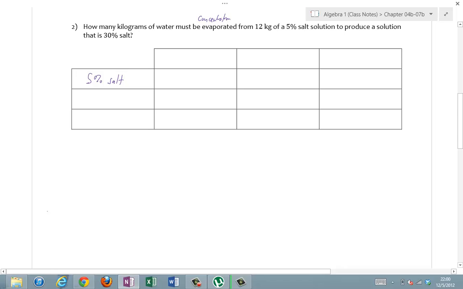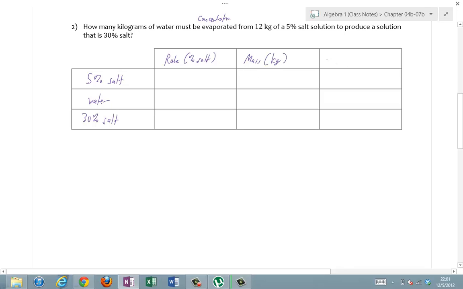We're not adding anything. We're actually subtracting water. So I'm going to put water here just as a placeholder, and then we're going to end up with 30% salt. We have a rate, and that rate is percent salt. We have not a time, but we have, let's see, kilograms is a weight. We're now in chemistry, so we're actually going to call that a mass. And that's going to be in kilograms.